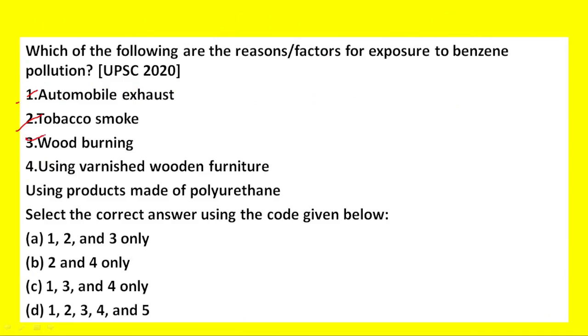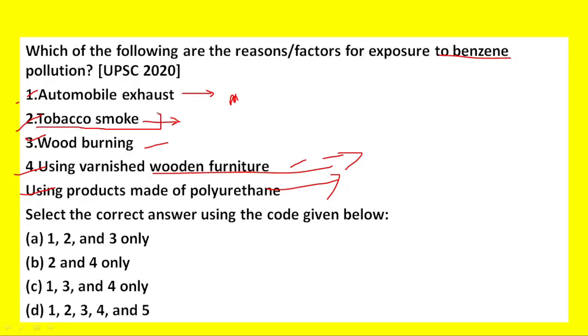The second question is about the factors of exposure to benzene pollution. Automobile exhaust, tobacco, wood, all of these are something that could carry benzene. Furniture and wooden paints carry benzene. We all know that polyurethane carries benzene. Wood burning, we are not sure of. Tobacco smoke carries benzene because there are aromatic compounds in the fuel. So 1, 3 and 4 are for sure there. Whichever substance is not completely burning, there are chances that it might lead to the emission of benzene. So these release smoke, and we can say D is the right answer.